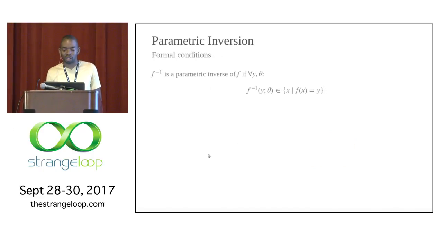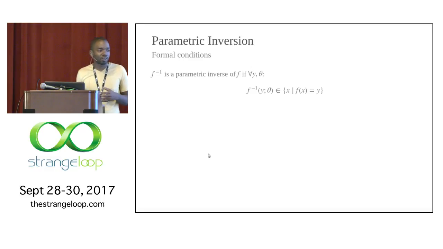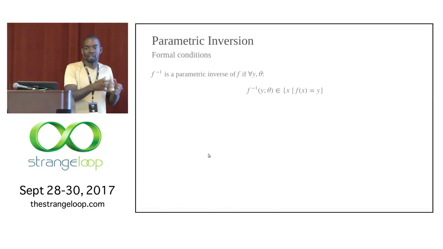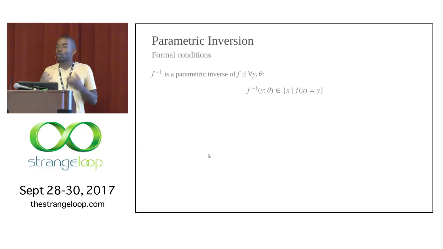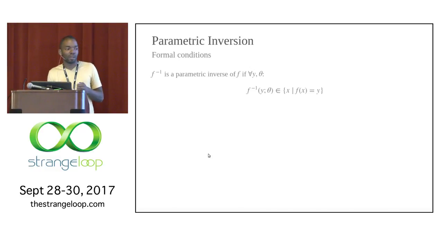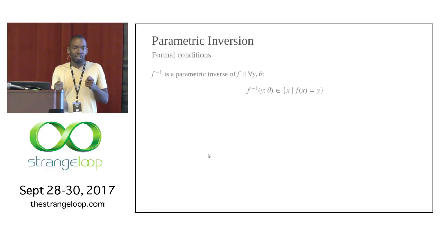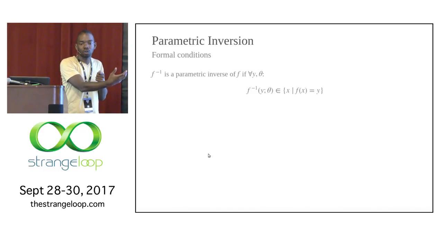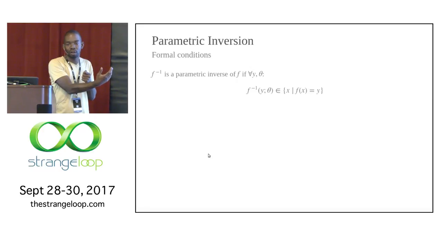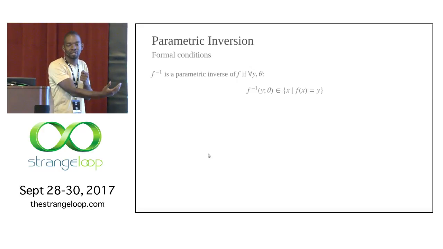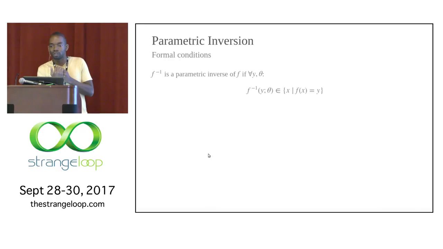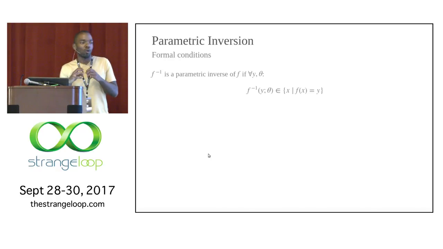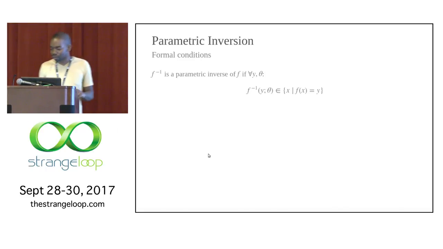So this is, I guess, the only real equation. A parametric inverse is a function. I've got a function from x to y. A parametric inverse is a function which takes in y and a parameter theta, and gives you out x. The constraint on the parametric inverse is that for any theta and any y, the x that I get out should be an element in the pre-image of y. The pre-image is the set of x's which the forward function maps to y. And all of these x's which map to y, I should be able to get back going through this parametric inverse.